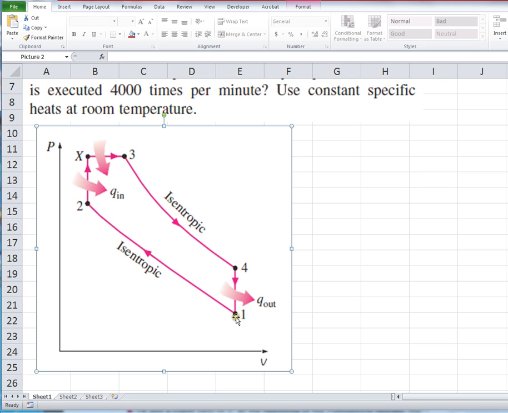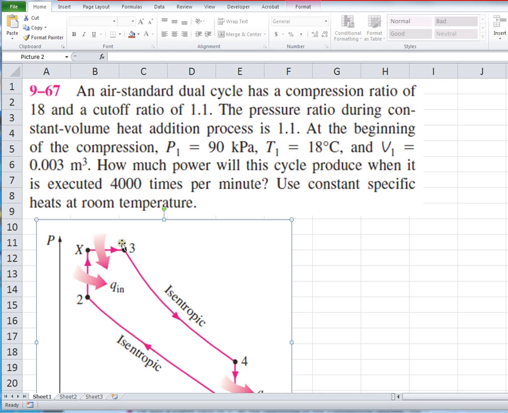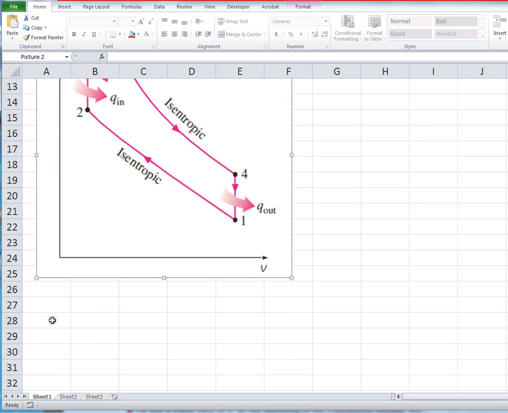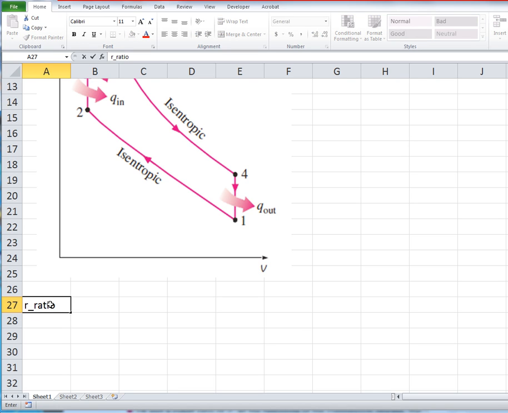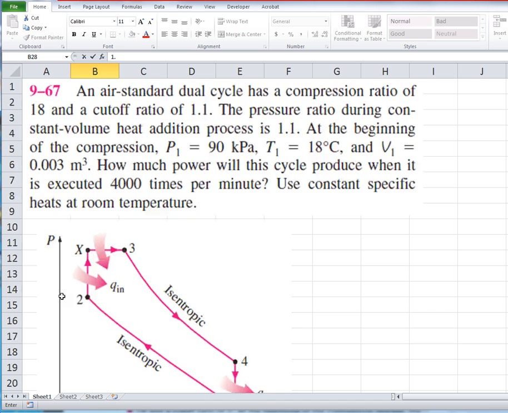But that way we retain the convention that the compression ratio r is V1 over V2, which is the same as V1 over Vx. And likewise, the cutoff ratio is the same as V3 over V2, which again is the same as V3 over Vx. So both of those quantities are given here. We have the compression ratio of 18 and the cutoff ratio is 1.1, that's what I thought.